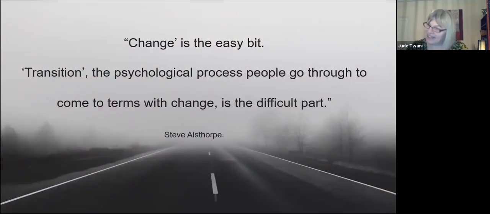And I came across this as I was reading another book recently, and he said change is the easy bit, but transition, which is the psychological process people go through to come to terms with that change, is the difficult part. It reminds me of when I go into classrooms and support people to move things around. The changing of the furniture is not the problem. That's easy. We can change a bookcase, we can change a shelf unit, put a few more resources out. But the changing of hearts and minds, the psychological process, is so much more difficult.